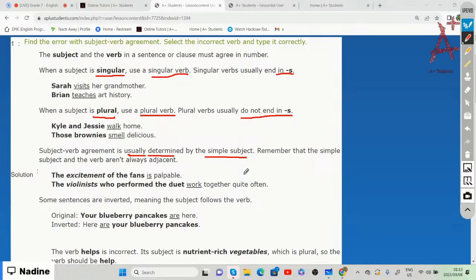The violinists who perform the duet work together quite often. So the violinists refers to more than one who perform the duet, meaning they've performed it together. Work, without the S, together quite often.